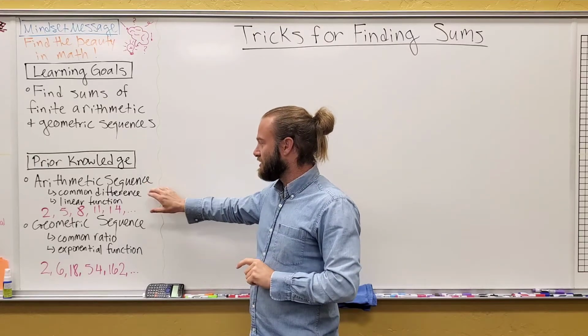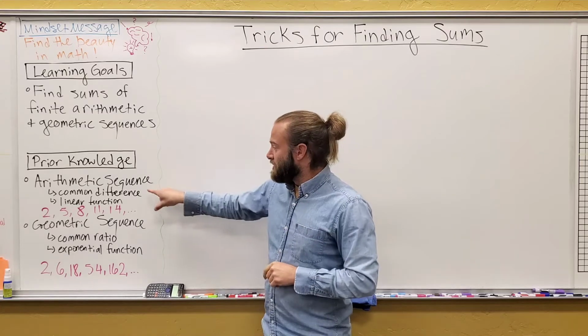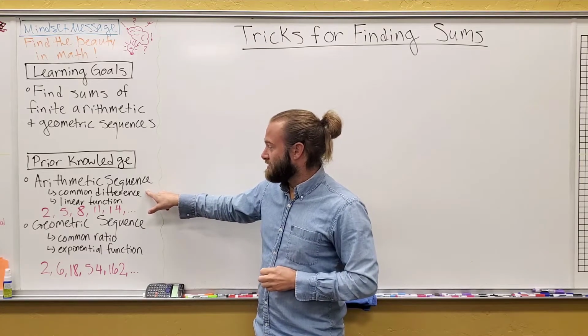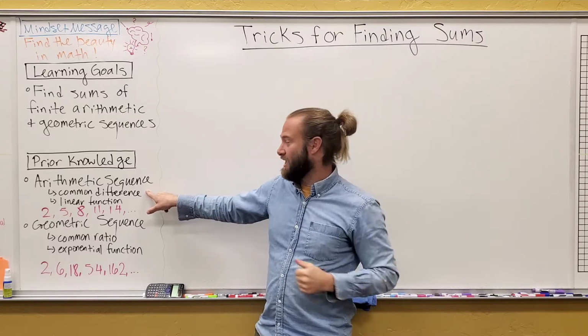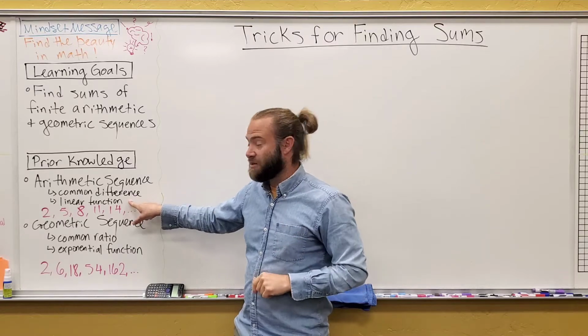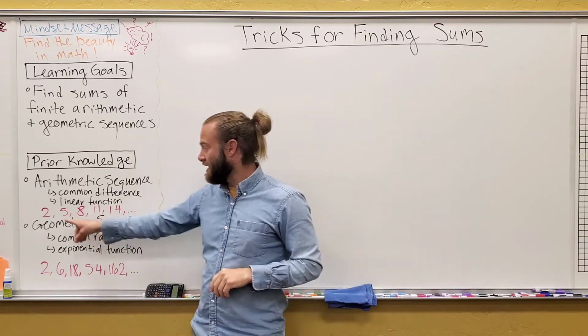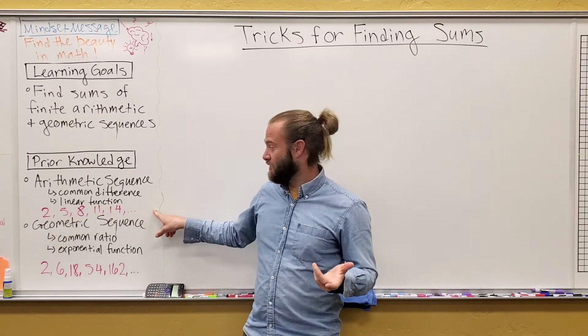Prior knowledge today would clearly be remembering what arithmetic and geometric sequences are. So remember, arithmetic sequences have a common difference, right? They add the same thing again and again and again. And they very directly correlate with a linear function, outputs of a linear function. For example, if I start with 2 and I add 3, I get this sequence.